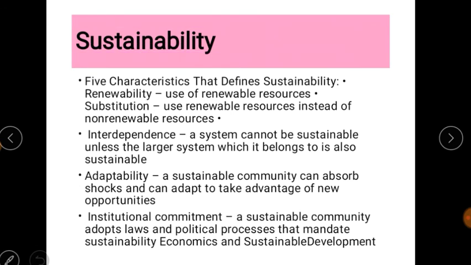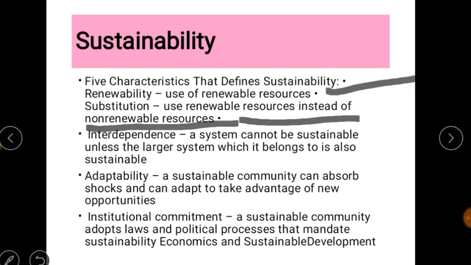Then sustainability, five characteristics that define sustainability. Renewability, whether the product can be renewed repeatedly or not. Then use of renewable resources, those resources which are renewable will be used for that product. Then substitution, use renewable resources instead of non-renewable resources, because when we use non-renewable resources we produce a lot of pollution. When we use renewable resources we have less pollution.